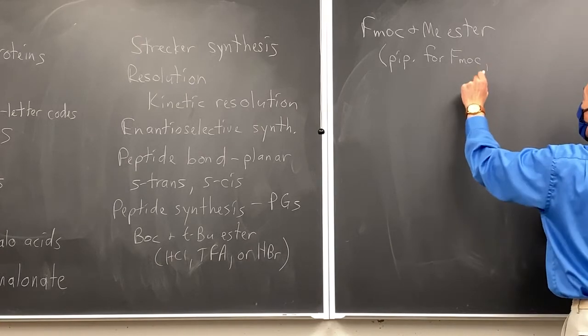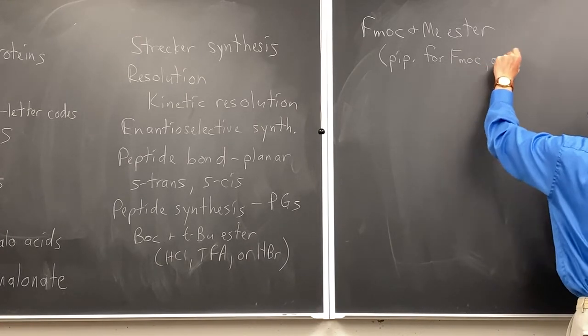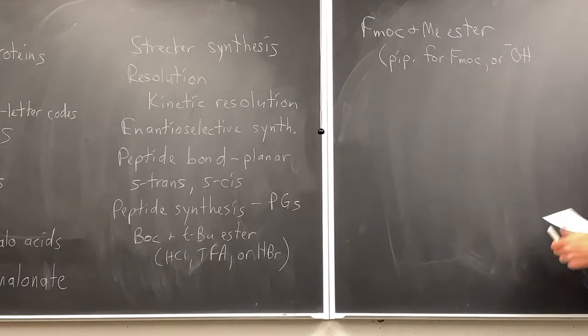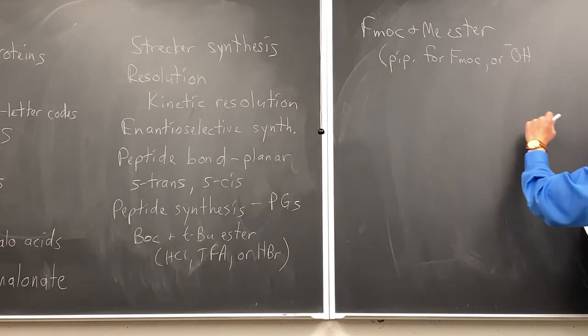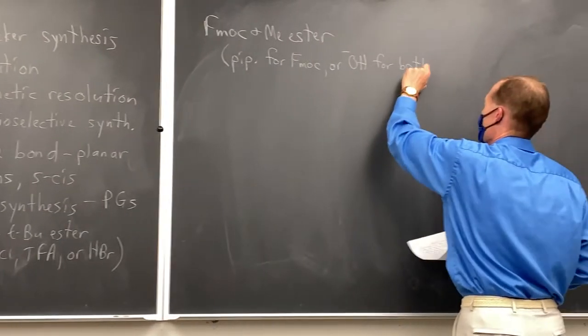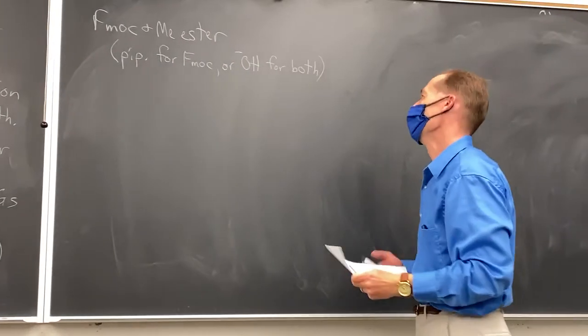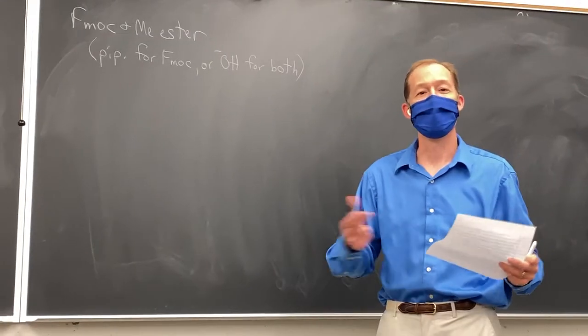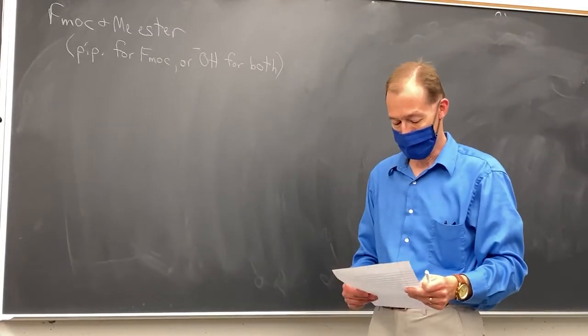But these protecting groups are put together because you can use a stronger base, hydroxide. That would hydrolyze our methyl ester, and that would also cleave an Fmoc group. So if you wanted to take both of these off, you would use a base strong enough to cleave the methyl ester that would also cleave your Fmoc. Okay?